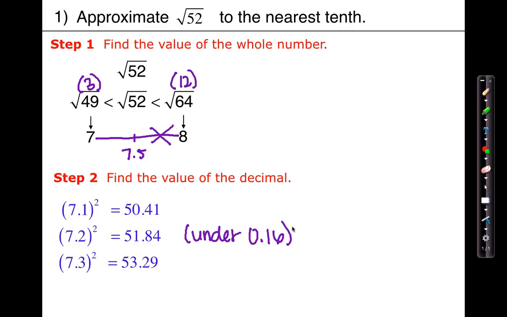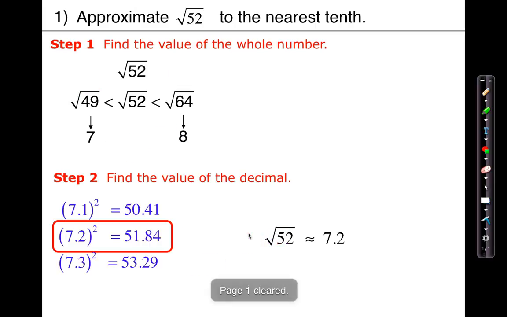7.3 squared is 53.29. This is over, so it is about 1.29 over. So I can guarantee by this point that my answer of square root of 52 is approximately 7.2.